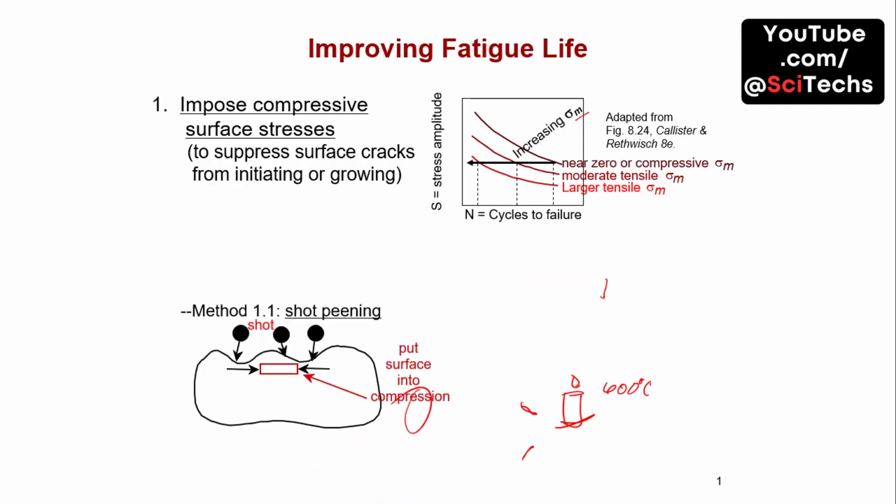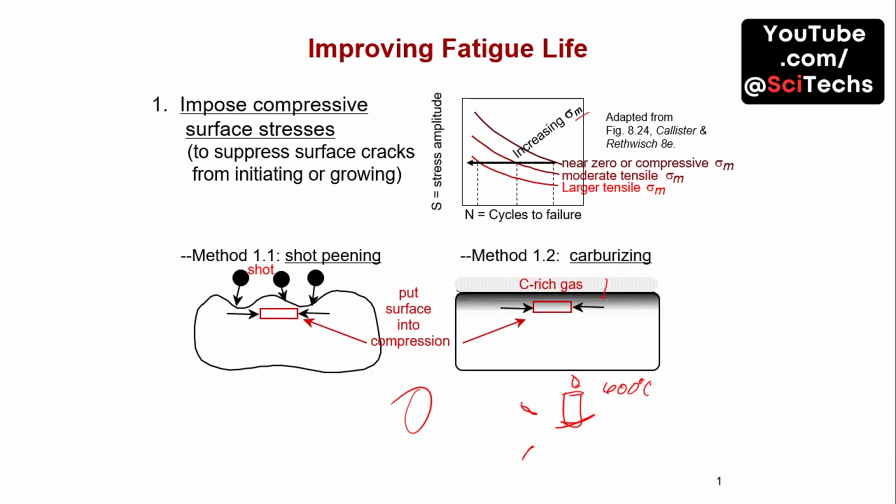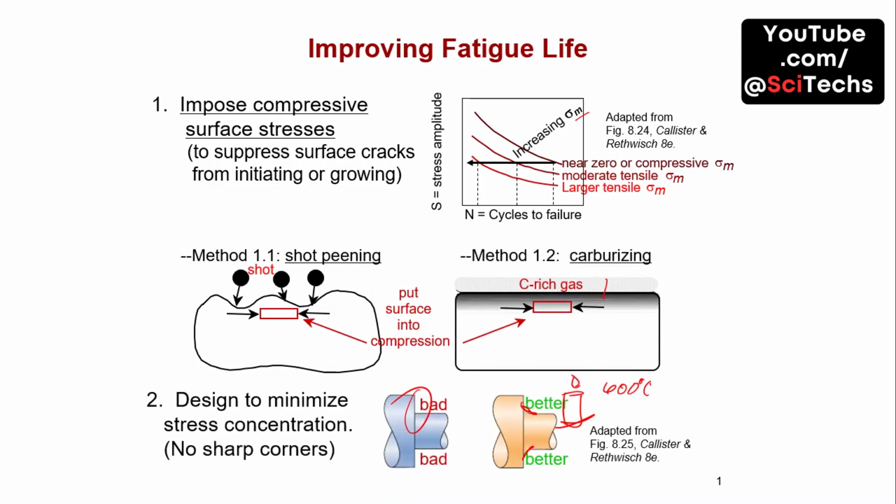To improve fatigue life, we can impose compressive surface stresses to suppress crack initiation and growth. Methods like shot peening and carburizing are effective, along with designing to minimize stress concentration.